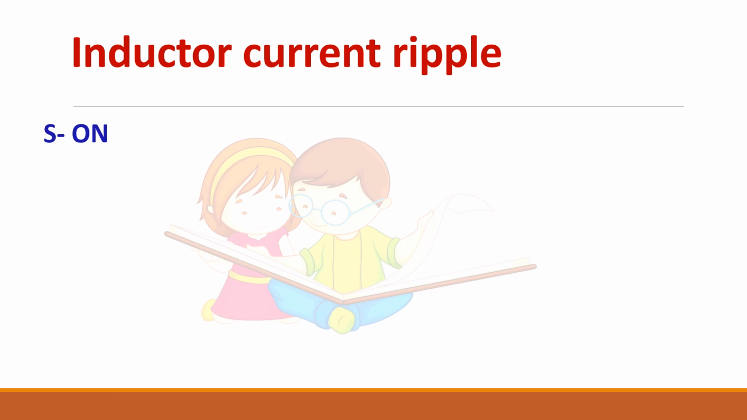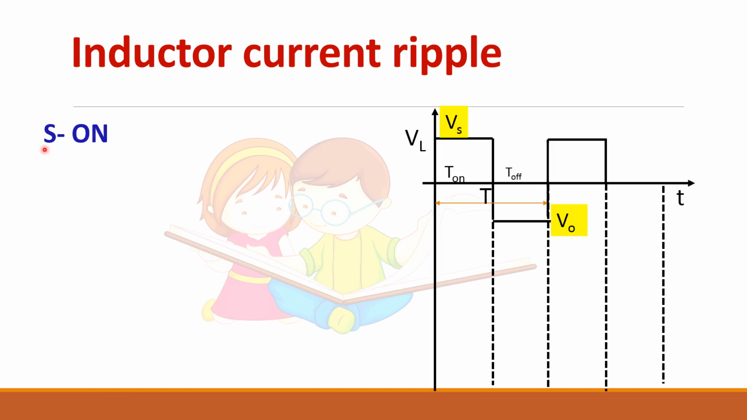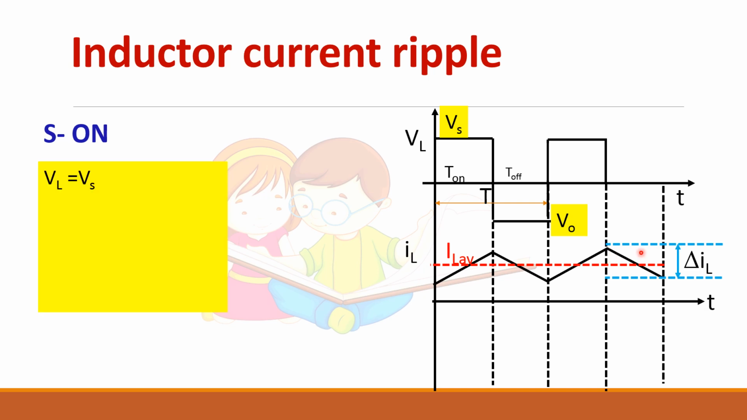Now let us calculate the inductor current ripple. I have taken the on condition. First draw the inductor voltage, which is equal to Vs during on condition and V0 during off condition. During on condition, the inductor stores energy, so it has a positive slope, and during off condition it has a negative slope because it releases its energy to the load. And this is the current ripple del IL. We have to find what this ripple del IL is.